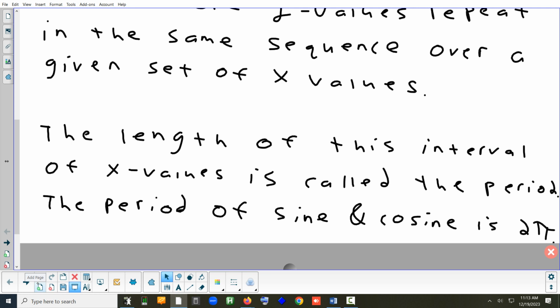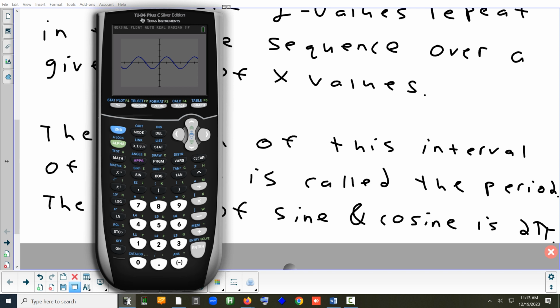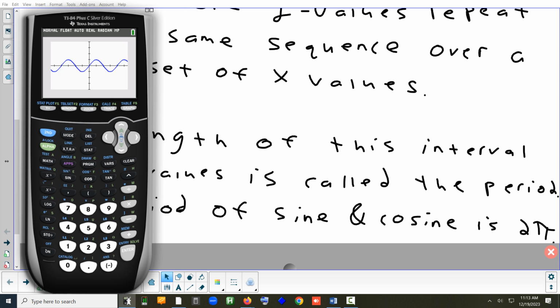So the length of the interval that you have to travel on the x-axis before you see a repeating cycle is 2 pi units. Now you can change that. You can stretch and compress the graph. But what I'm saying is you don't do anything to it. So in theory, if you wanted to see exactly one cycle, one section of that wave, start at 0, and you could end at 2 pi. And if you go 0 to 2 pi, that's exactly one cycle.